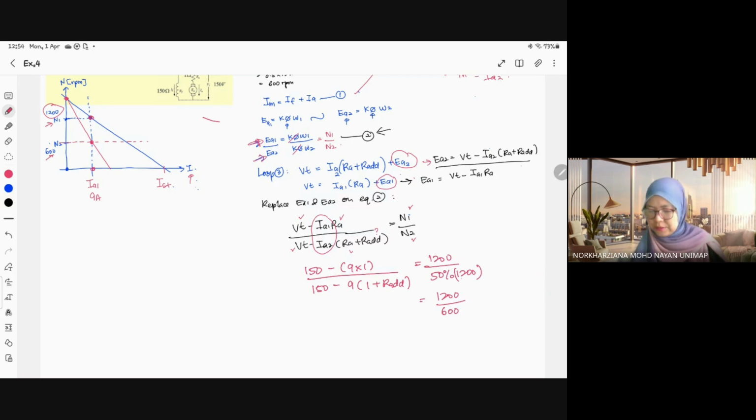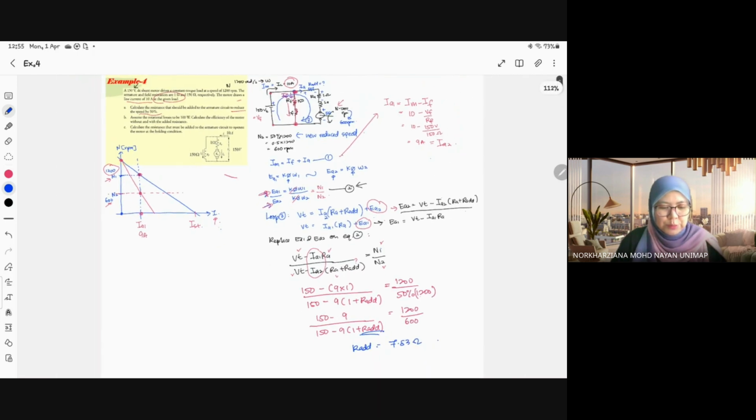What else? So rearrange lah. Let's say this one is 150, 9, 150 minus 9 minus 9 RX. Ataupun tak payah kembangkan pun tak payah, nanti pening pula. RX. So rearrange this equation. Kalau kita nak cari your RX, you will have your RX as 7.83 ohm. Okay. Soalan 1.